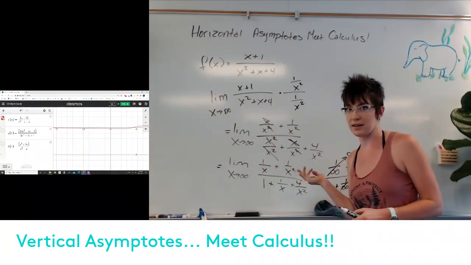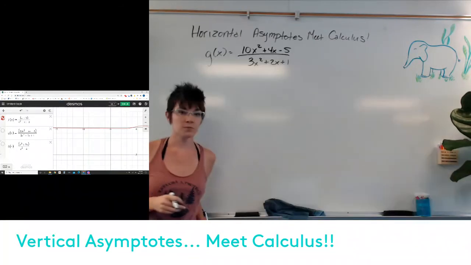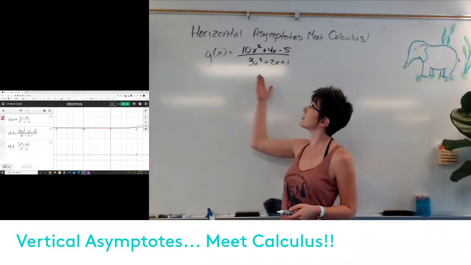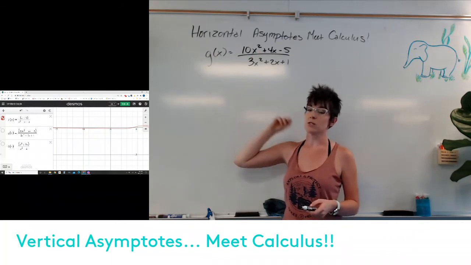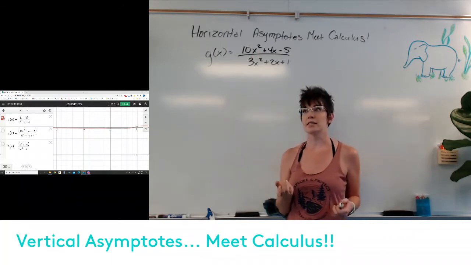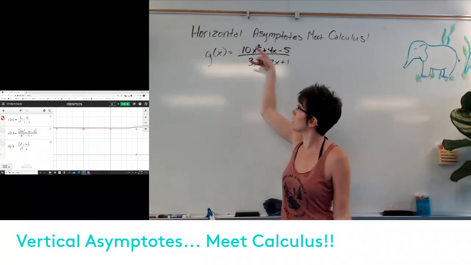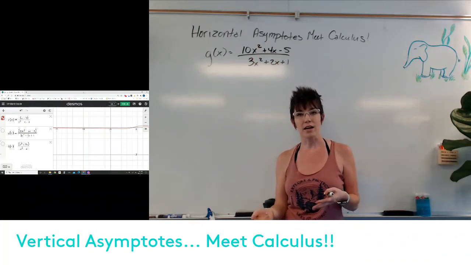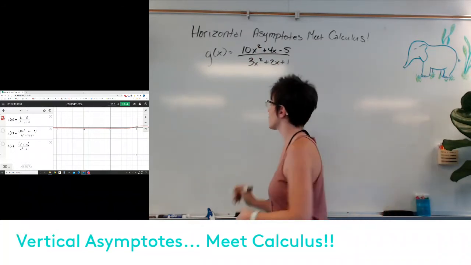Now that we know the technique, let's move through these other problems a little bit faster. All right, so our next function looks like this, where you can see that the degree of the numerator is 2, and that's the same for the denominator. So what I expect to have happen is that my horizontal asymptote will end up being the leading coefficients, 10 over 3. So let's apply limits as our function approaches infinity and see if this actually works.